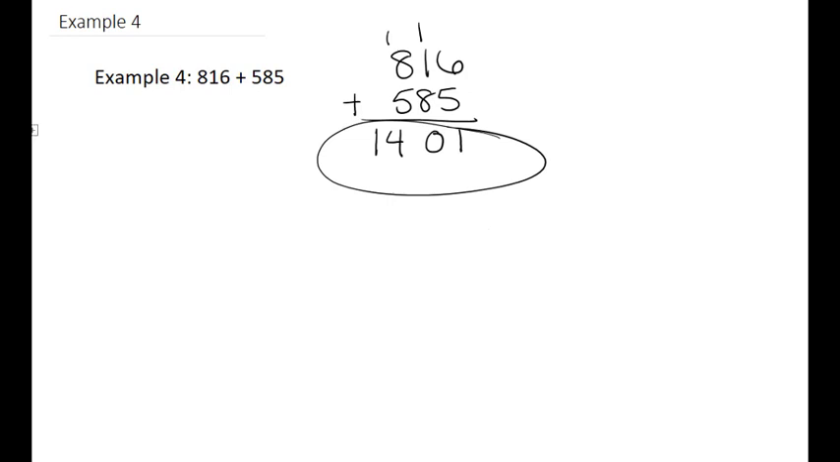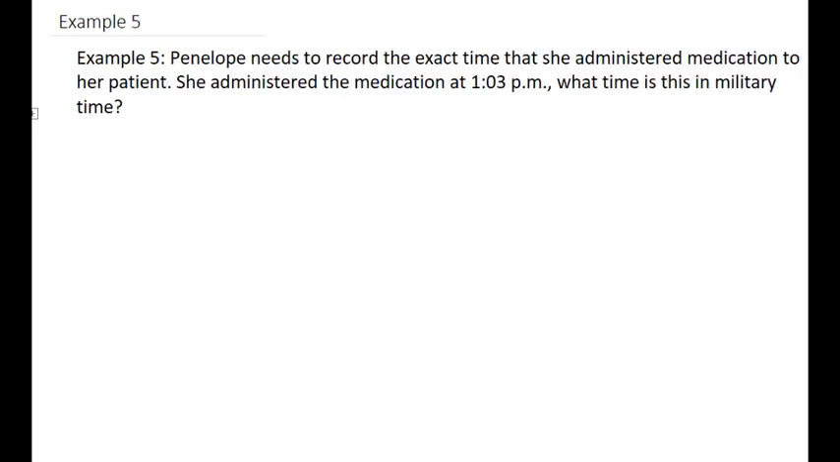Let's look at another example. Penelope needs to record the exact time when she administered medication to her patient. She administered the medication at 1:03 p.m. What time is this in military time? So for this, we will need to add 1200 because we're dealing with PM. We also need to convert 1:03 to military time.